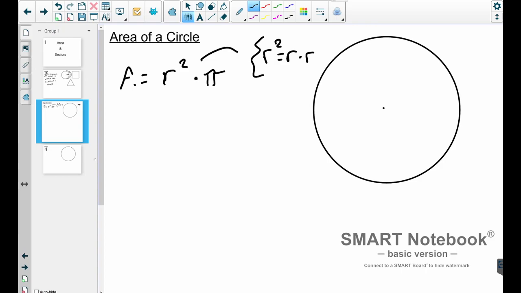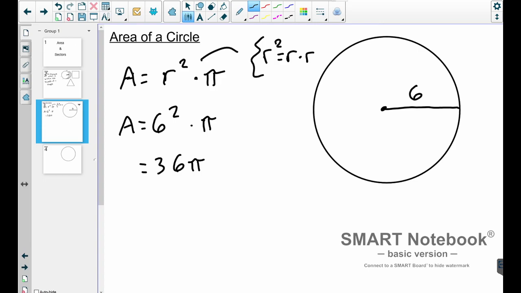This time we'll draw the radius out. So say you're given a circle that looks like this, and it says the radius is 6. Well, okay. I know that area is equal to radius squared times pi, apologies. So area is going to equal 6 squared times pi, which equals 36 times pi. So we can just write it as 36 pi.